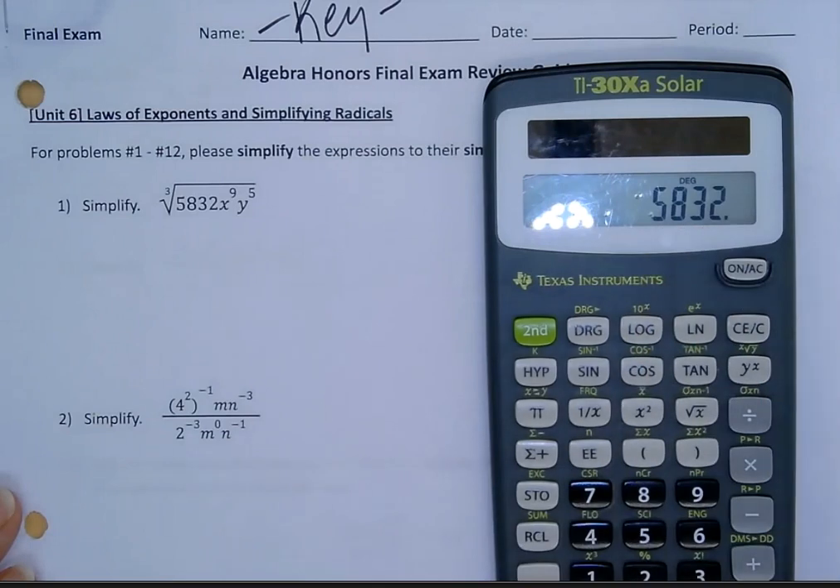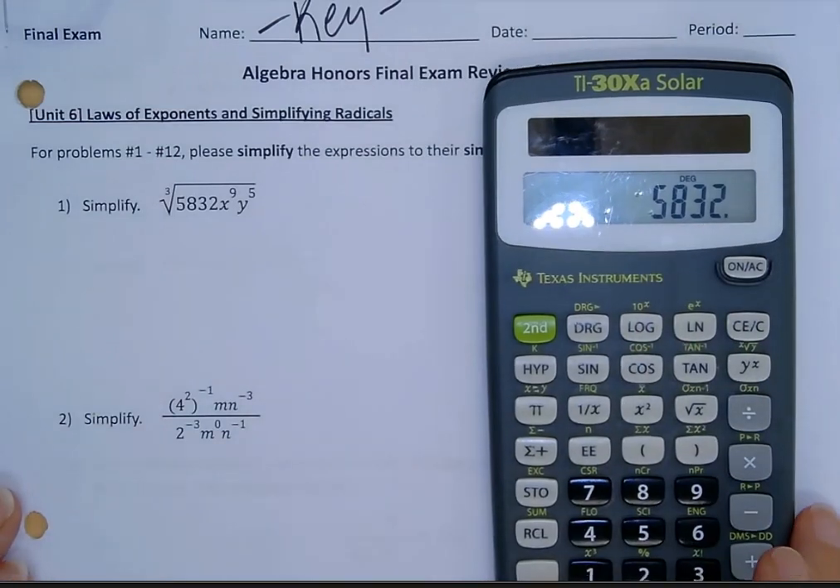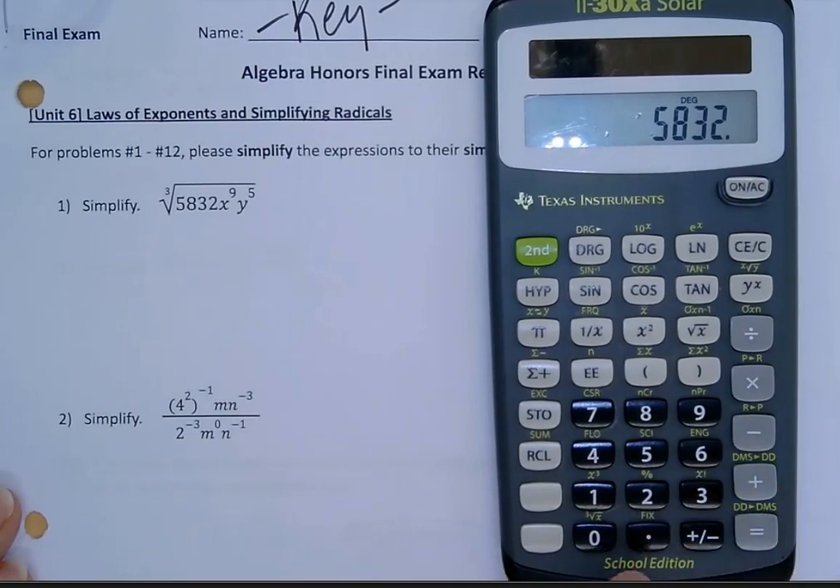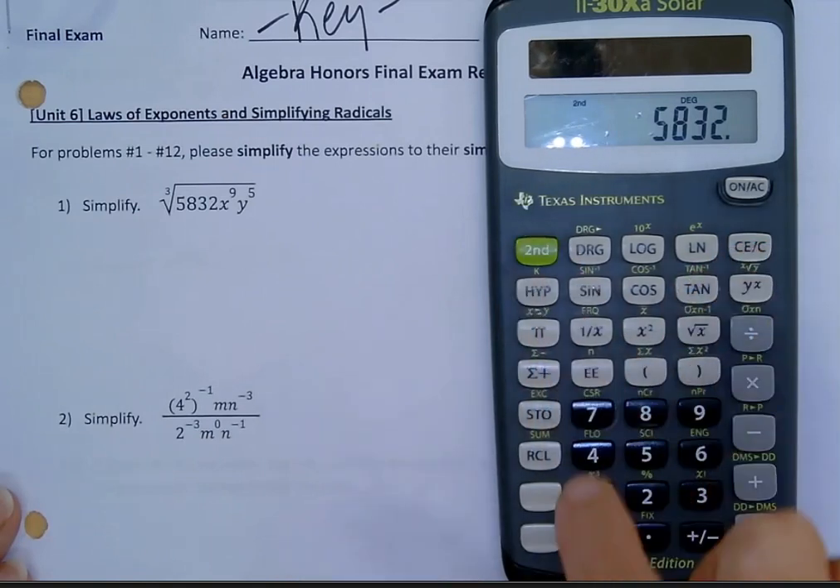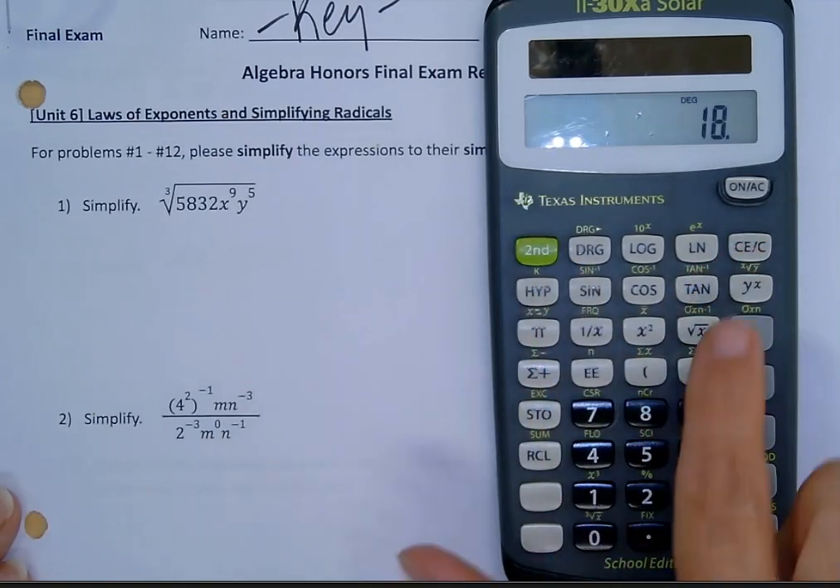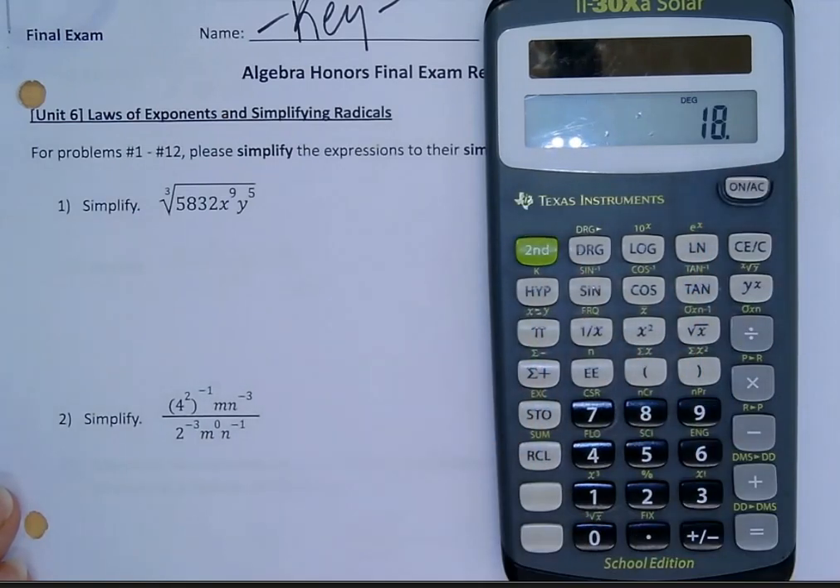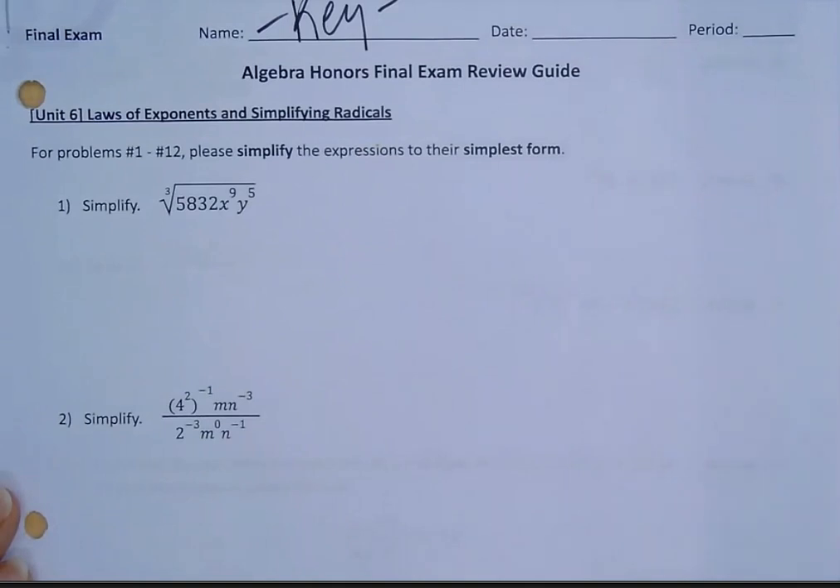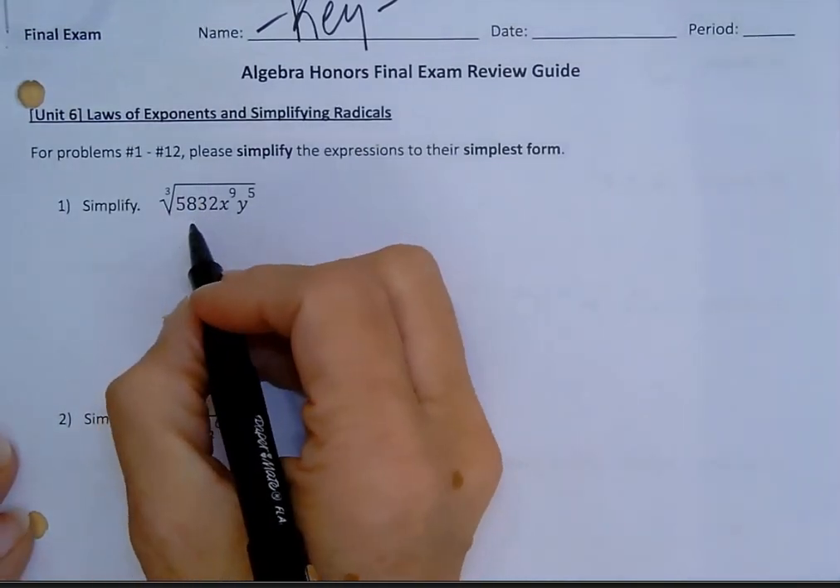I have 5,832. I want to know if it's a perfect cube, so I'm going to take the cube root on the calculator. On this kind of calculator, I'm actually going to be using the second function on the 0. That's hard to see, but it's the cube root of x right there. So I'm going to press second function and the 0, and it's going to find the cube root of my number. It says the cube root of 5,832 is 18. So great, that means I don't have to break down 5,832.